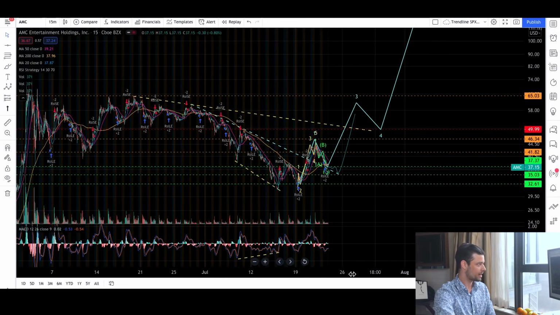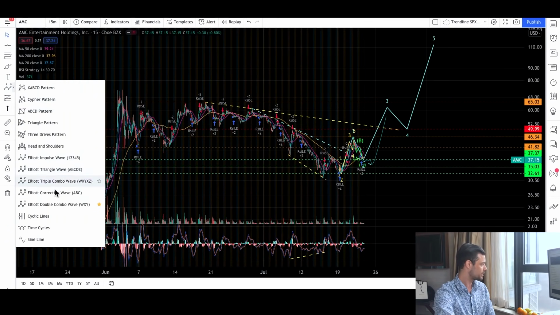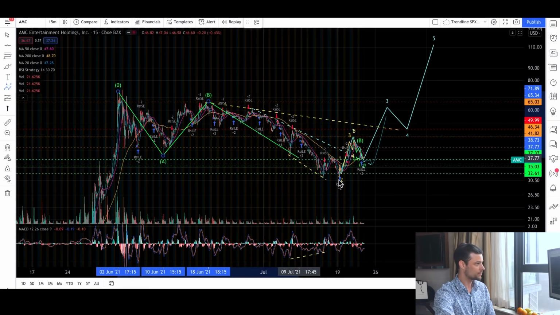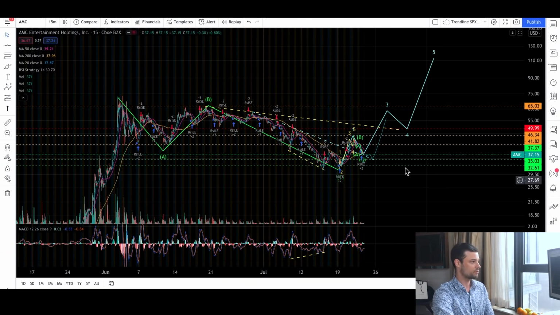If I'm correct about discounting, I think this whole correction is an ABC that is complete, guys, a strong ABC. And that right now we're moving higher. This is my view. This is my preferred scenario.